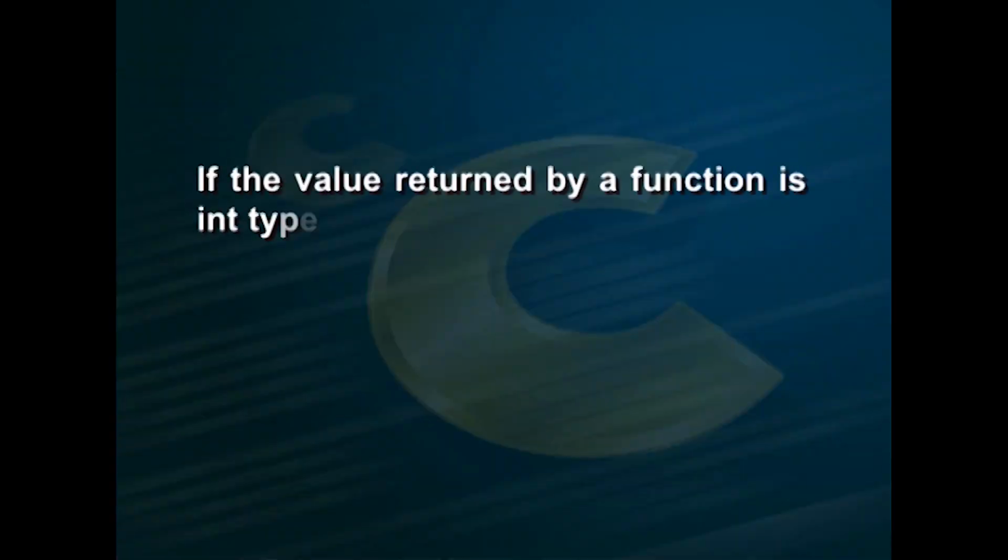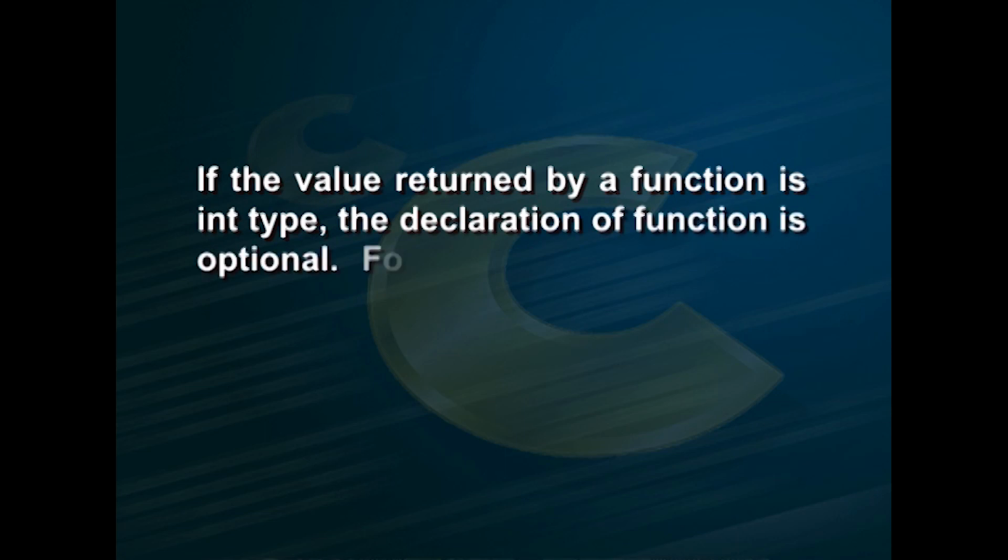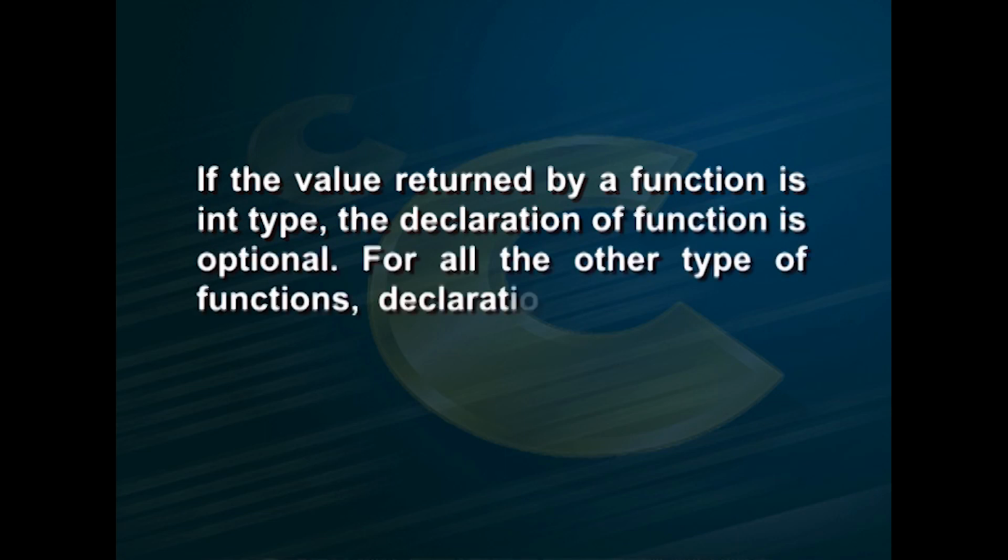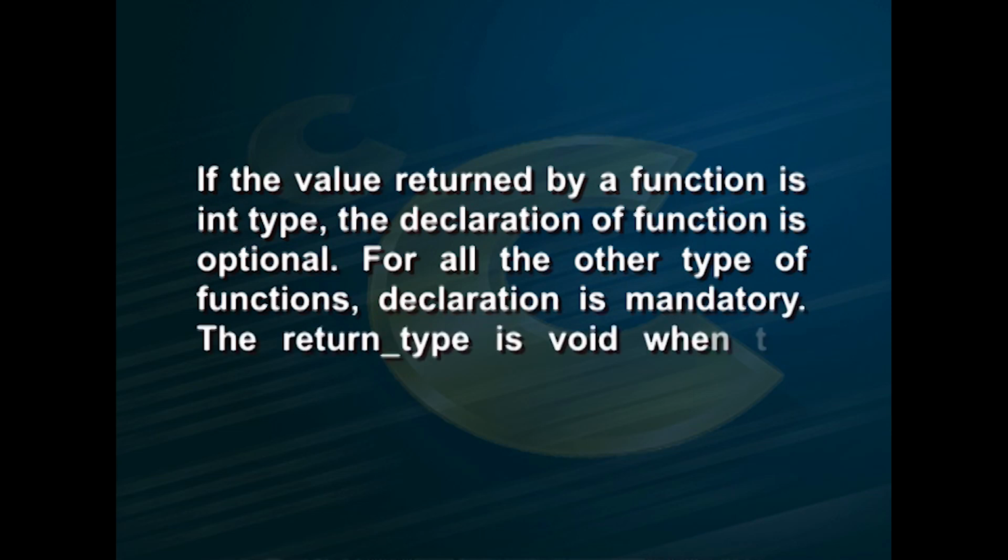This declaration helps the compiler in detecting inconsistent types of function calls and mismatching types of parameters used. If the value returned by a function is int type, the declaration of the function is optional. For all the other types of functions, declaration is mandatory. The return type is void when the function returns no value. Function prototypes are desirable because they further facilitate error checking between the calls to a function and the corresponding function definition. Let us examine examples of some function prototypes.